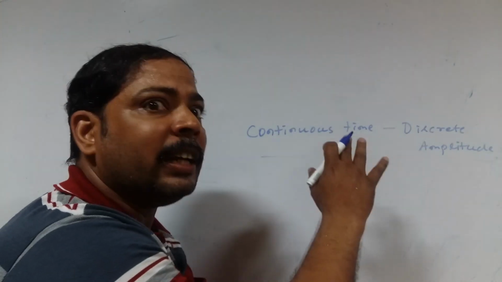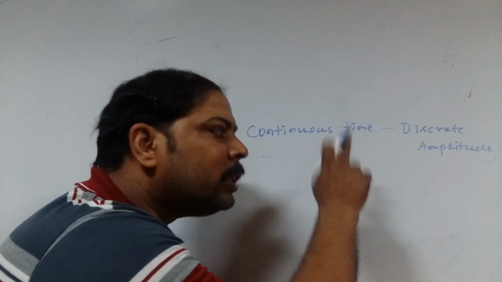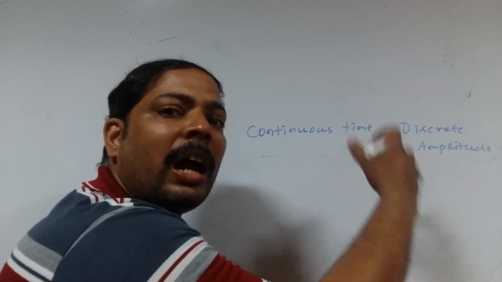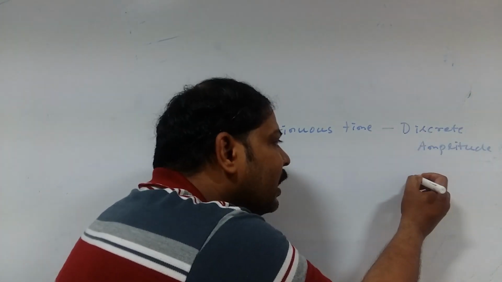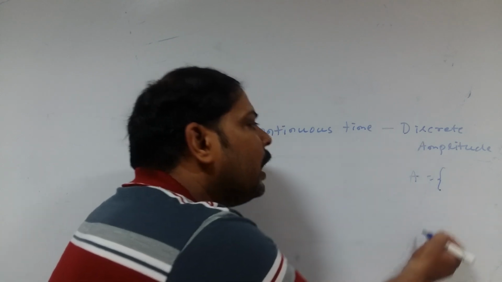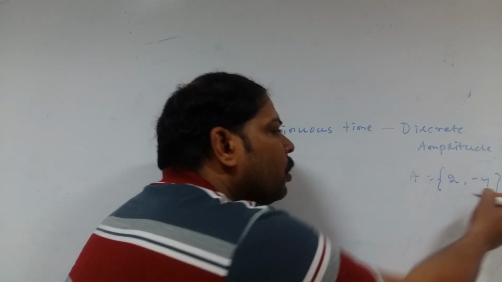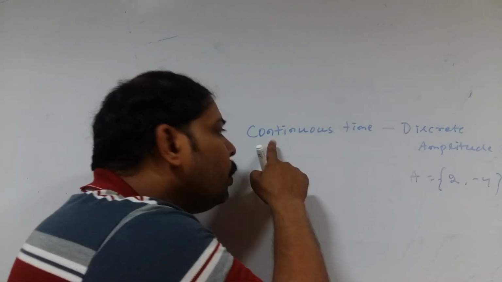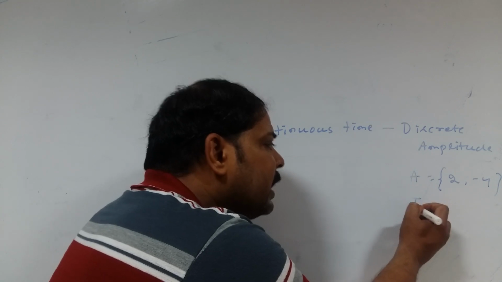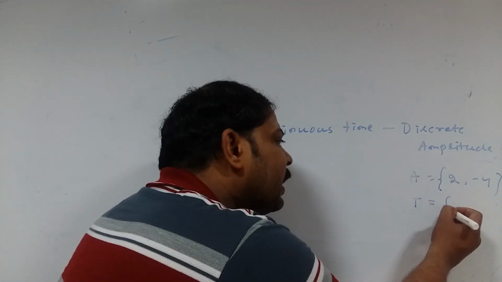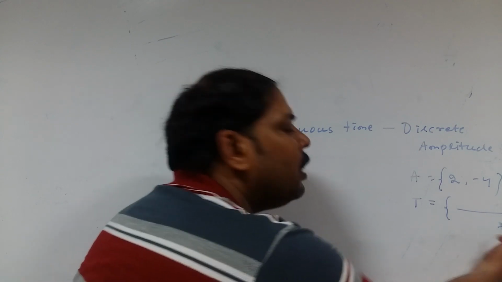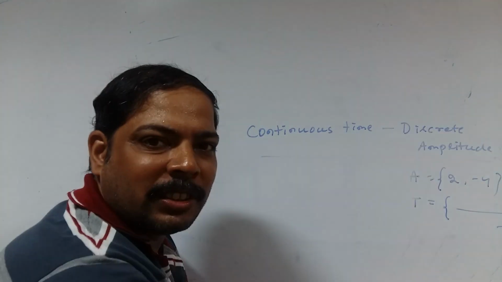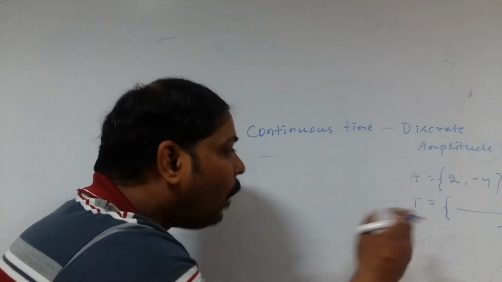For defining a discrete amplitude signal, you have to take a set first, and within the set you have to keep some values. Which values? Amplitude values. Now suppose you are taking a set for amplitude, and within the set you are putting the values 2 and minus 4, which I took in the last discussion. Now you have to take another set for time. Suppose this t is nothing but a time set, and within the time set you are putting all the time points over the time axis. You are taking all the time points.